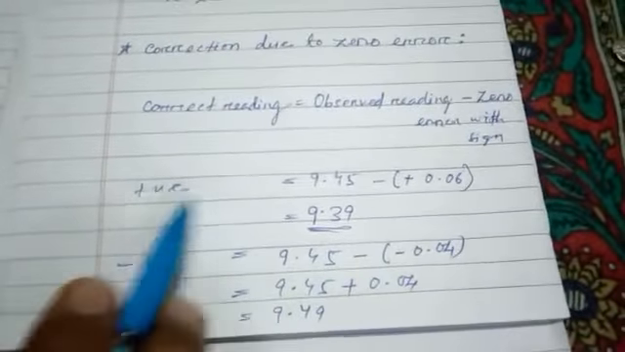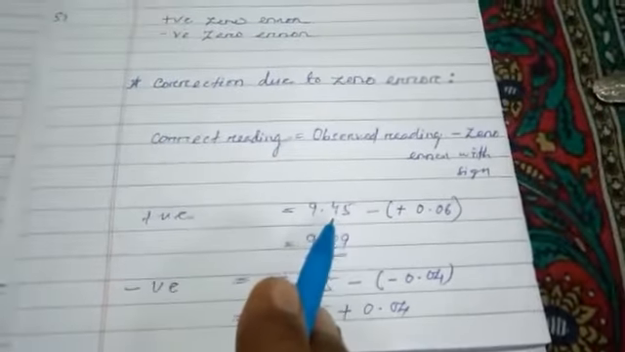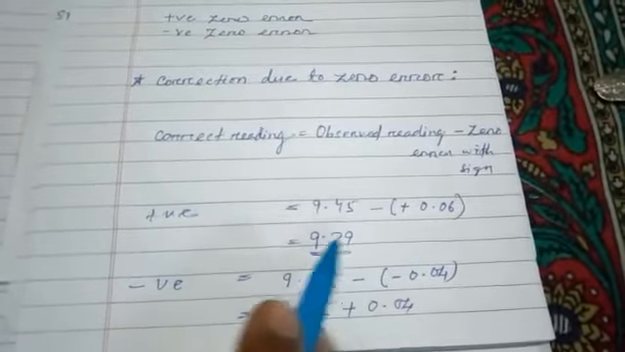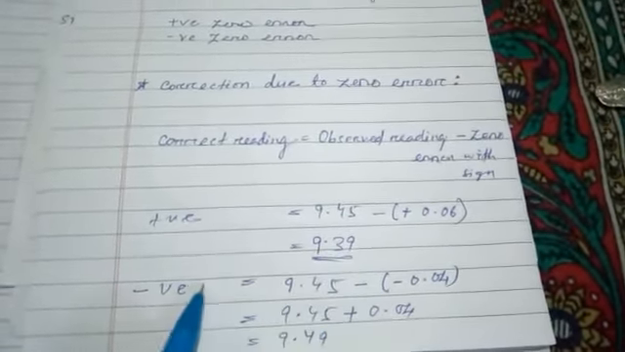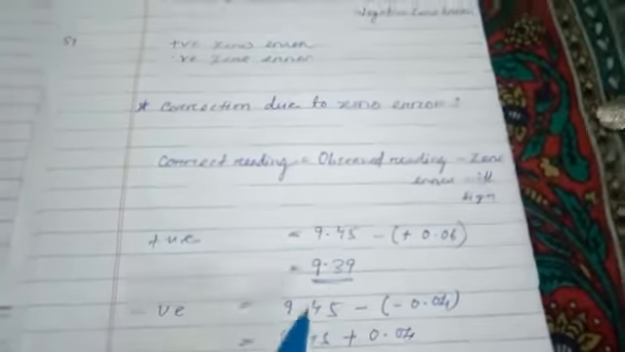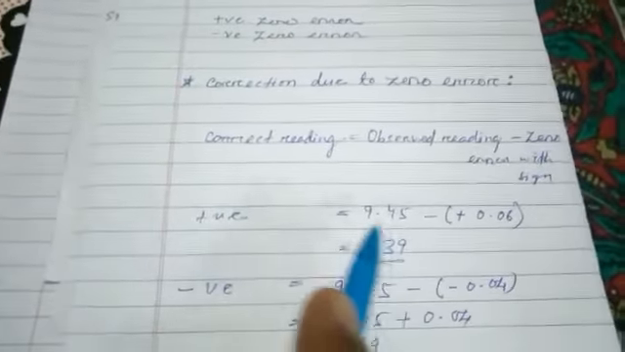Okay, remember, positive error means you have to subtract the error from the observed reading, and negative error means you have to add the error to the observed reading. So negative means add, positive means subtract, the opposite you have to do.